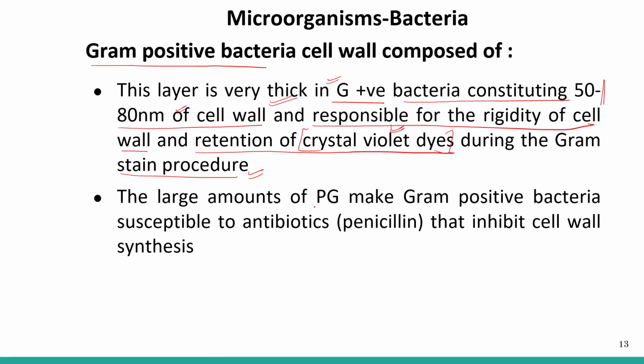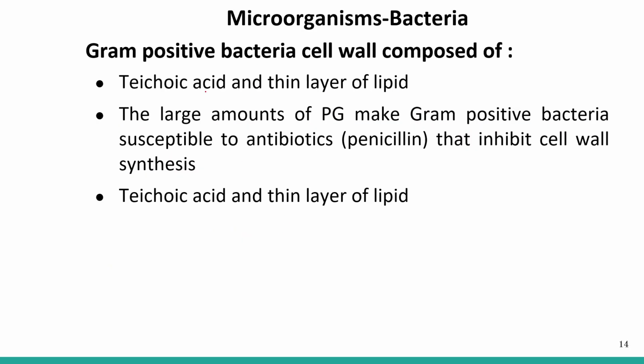Okay, so the large amount of PG, peptidoglycan, makes gram positive bacteria susceptible to antibiotics like penicillin that inhibit cell wall synthesis. Teichoic acid and a thin layer of lipid are also present. The large amount of peptidoglycan makes gram positive bacteria susceptible to antibiotics, penicillin being one example, that inhibit cell wall synthesis.